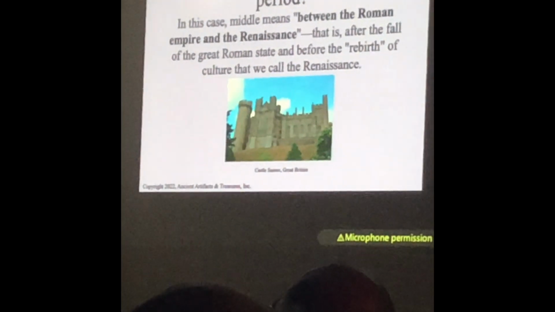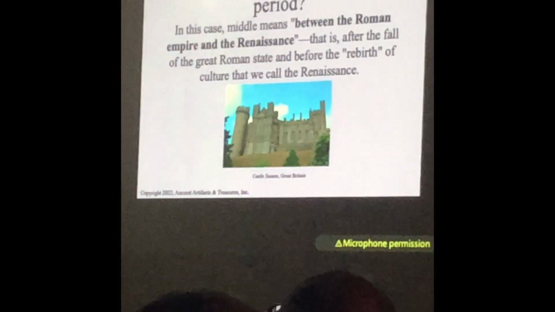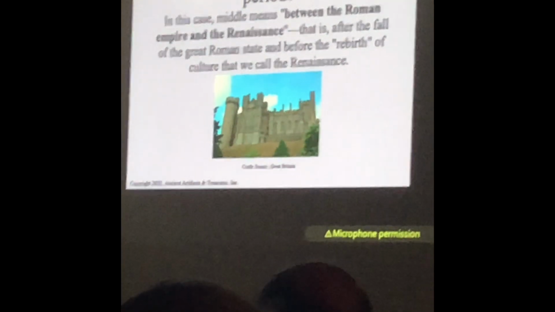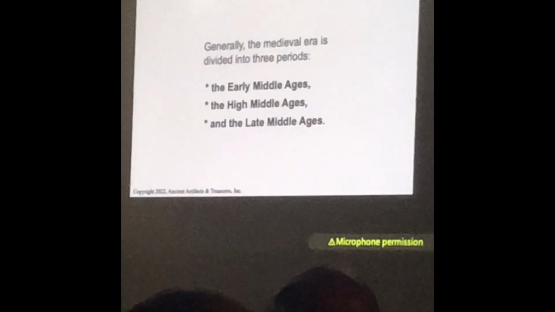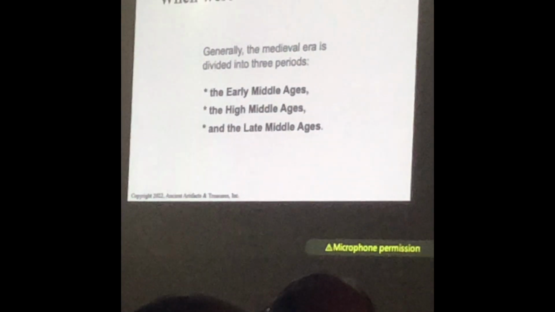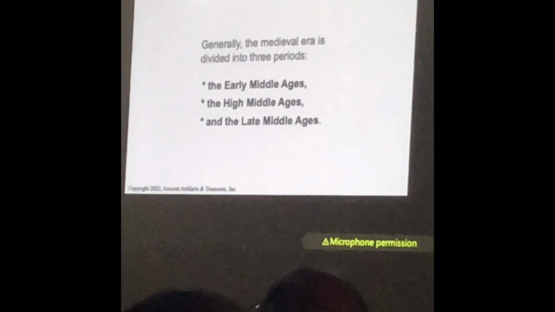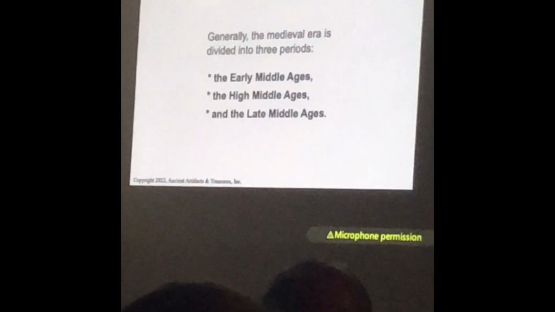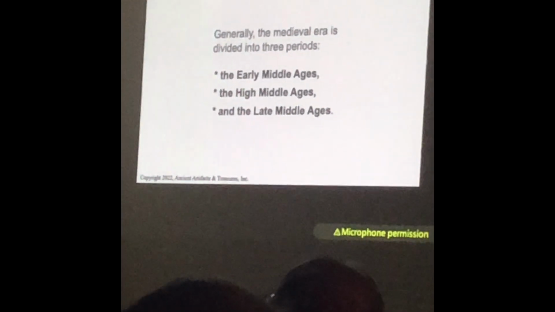I have pictures along the way, by the way. This is Castle Sussex in Great Britain. The medieval period is divided into three: early, middle or high, and late. That makes a little sense, I think.